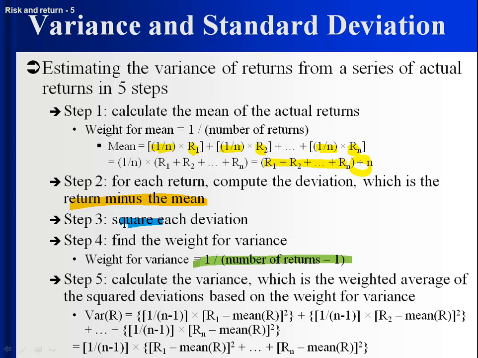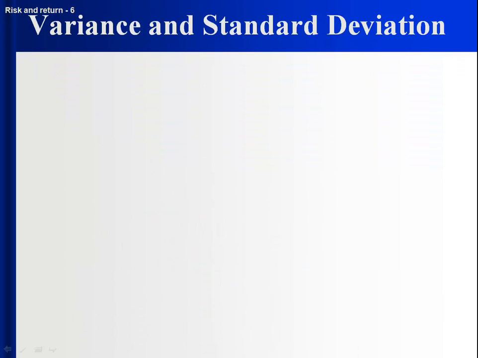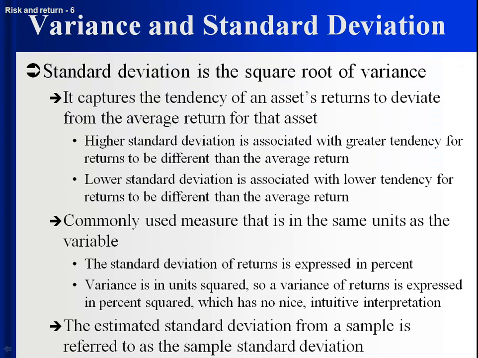And step 5 is you've got your weights, you've got your squared deviations, you just go ahead and find the variance. And notice another way you can do it is add up all of the squared deviations and then divide it by n minus 1. What is standard deviation? It's just the square root of variance. So you get variance, you take the square root of that, and you get standard deviation.